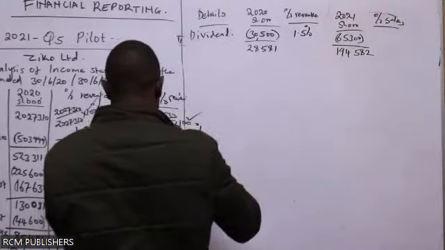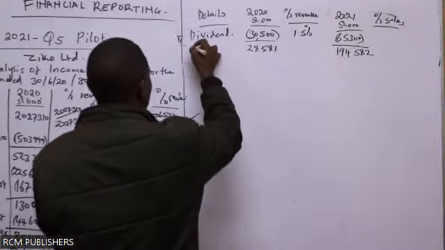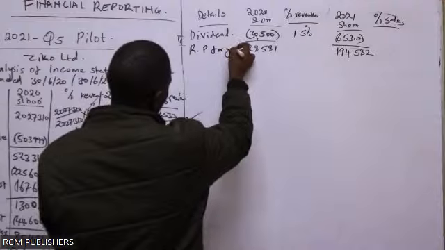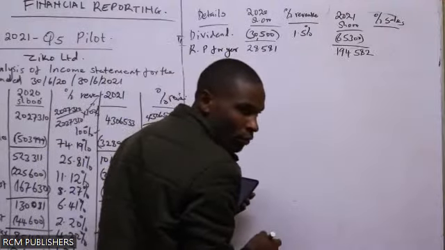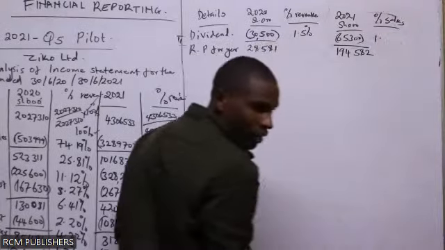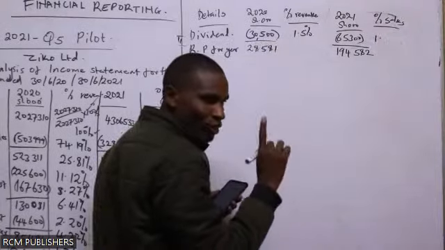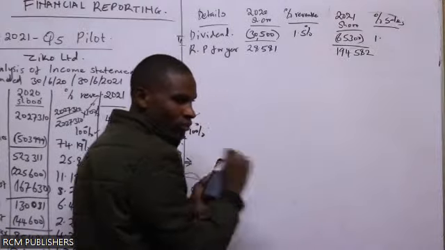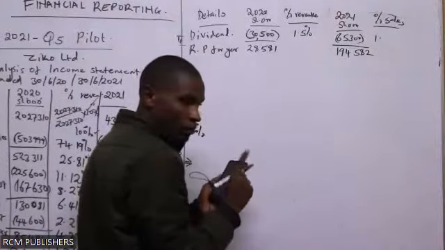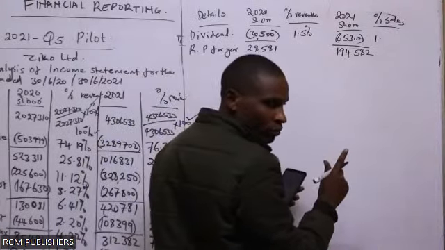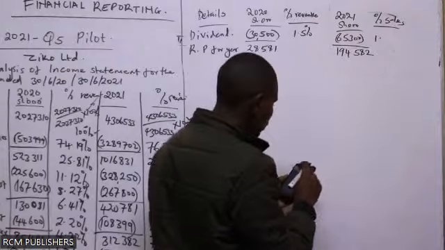This is now retained profit for the year. Retained profit for the year. 1.5. So what happened? 1.5. Nini? Are we together? For 2021, 1.5. So dividend paid was the same, took the same percentage. I hope that will be the right position.